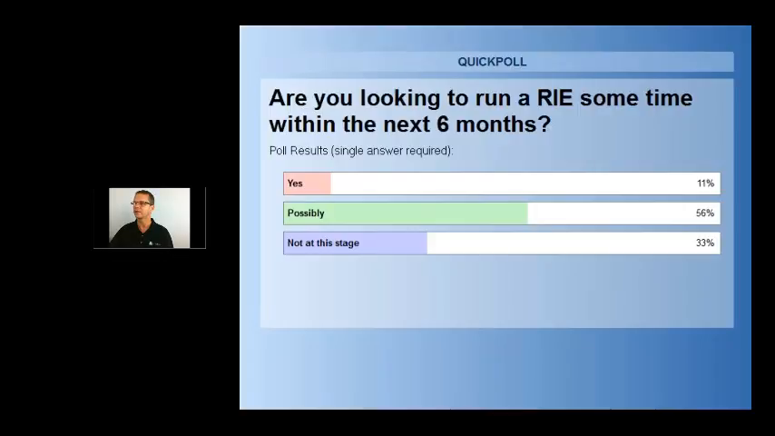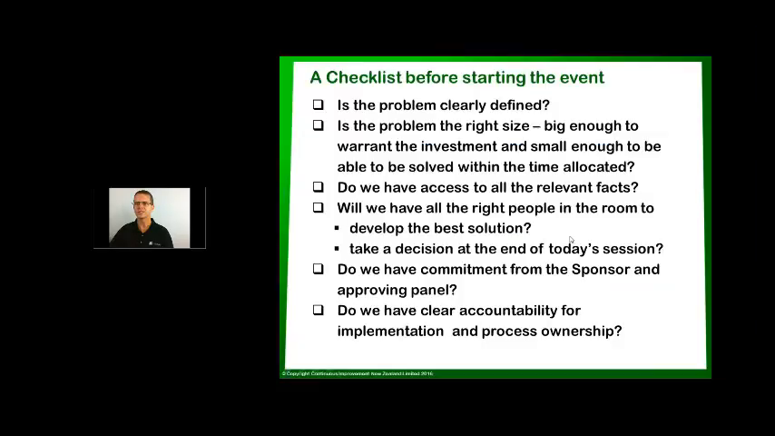All right, so let's wrap things up. So a quick checklist before starting an event. You need to have the problem clearly defined and have the scope right. Is it big enough to warrant 5 days of people's time, or is it small enough that we can solve it within 5 days? Do we have enough information, data, process maps, etc. available to us? Have we got the right people in the room? So participants to develop the best solution, and sponsor or sponsors to take a decision at the end.